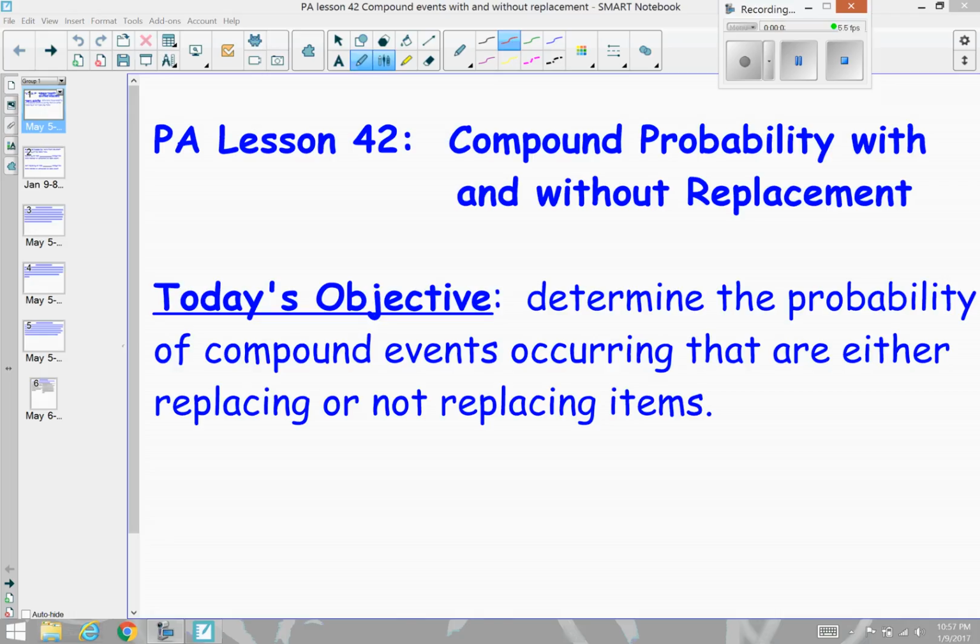This is Pre-Algebra Lesson 42, Compound Probability with and without replacement. Today's objective is to determine the probability of compound events occurring that are either replacing or not replacing items.